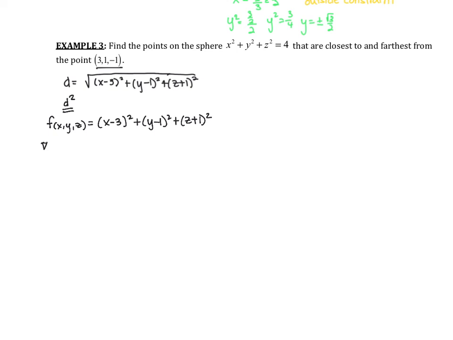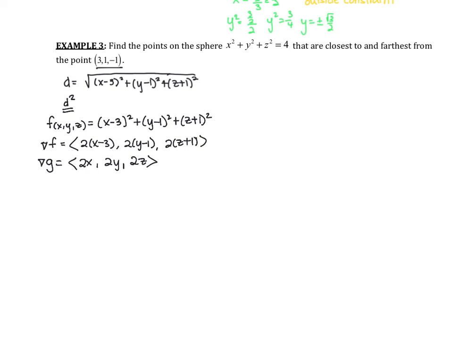So when we take our gradient of f, our gradient of f here is going to be 2 times x minus, that's a 3, not a 1. And then 2 times y minus 1, and 2 times z plus 1. And then the gradient of g, our constraint, is the sphere. The sphere is what's containing that point. So we're going to do 2x, 2y, 2z.